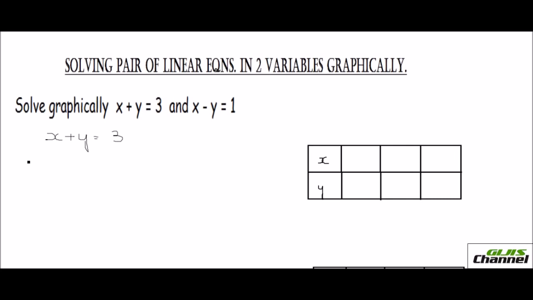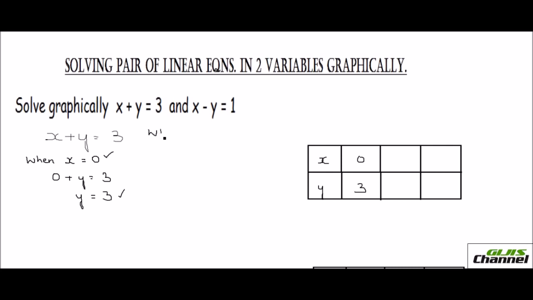So first I take when x is 0. When x is equal to 0, what happens? Just plug in the value of x in the equation, so you would get 0 plus y equals 3, right? So you get your y as 3. Understood? Your y is 3 here. So let's write down that when your x is 0, your y is 3.